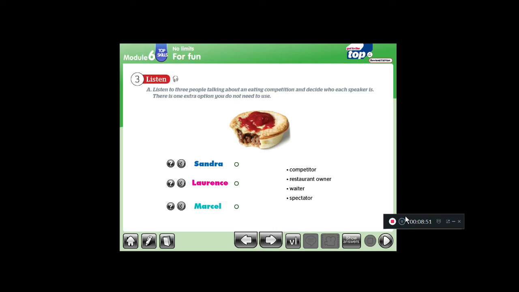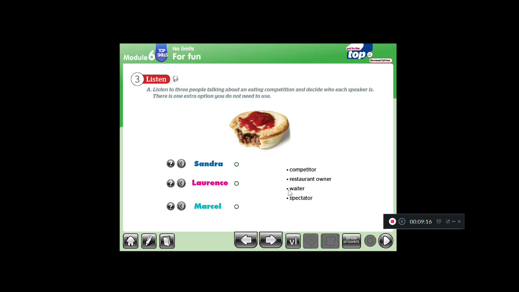We're gonna make also a listening activity. Vamos a hacer una actividad de listening. En esta ocasión vamos a escuchar un audio. Este evento trata acerca de una competencia de comer. It's an eating competition. You're gonna decide who each speaker is. There is one extra option you don't need to use. Hay una persona a la cual va a ser extra, que no pertenece.